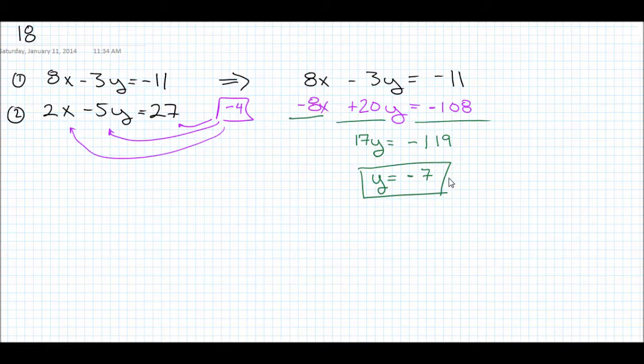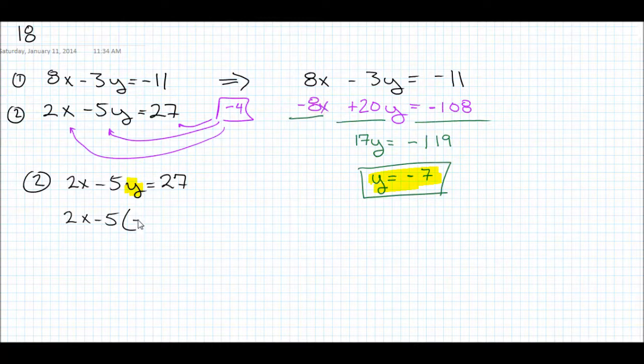Again, we're not done yet. I'm going to use equation 2 to solve for x because it looks like the simpler one. So 2x minus 5y equals 27. 2x minus 5, we have our y value we solved for, so we're just subbing in negative 7 for y, equals 27. So rewrite and simplify: 2x, negative 5 times a negative 7 is a plus 35, equals 27. So we're going to subtract 35 from each side.